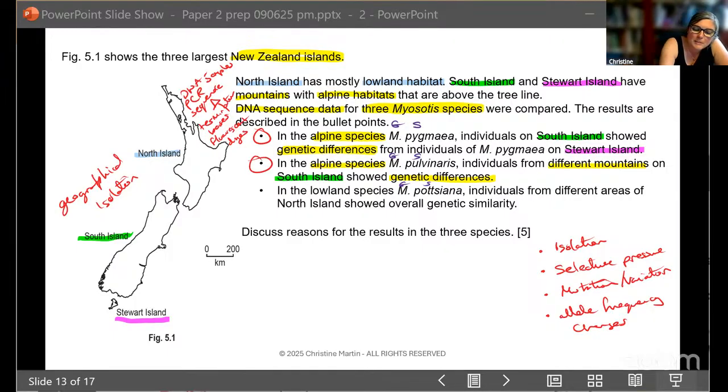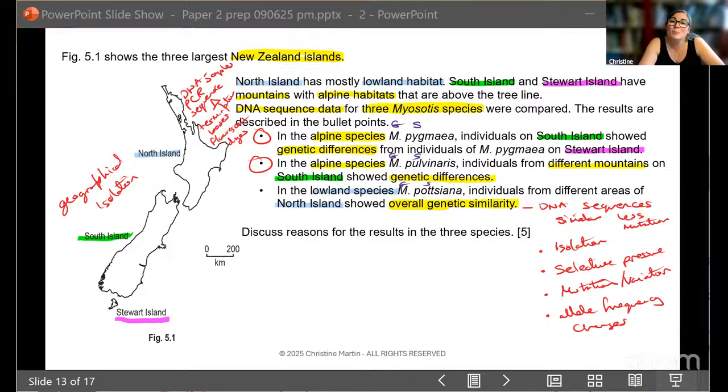In the lowland species, individuals from different areas on the North Island show genetic similarity. So what we're saying is their DNA sequences are similar, therefore fewer mutations.